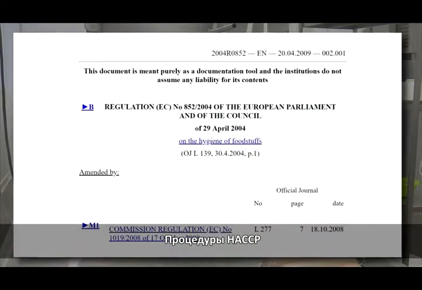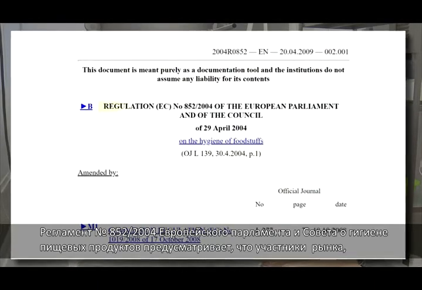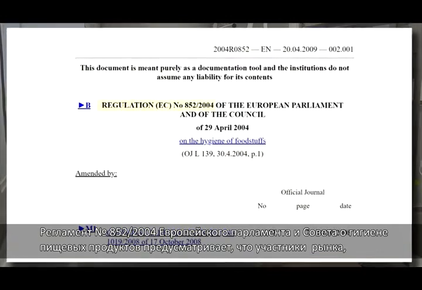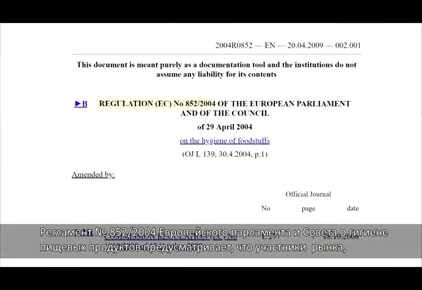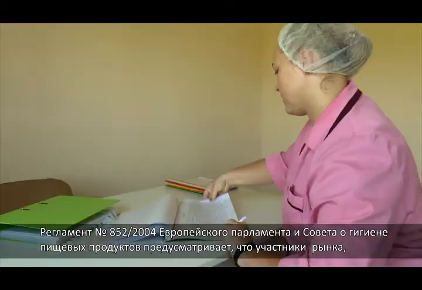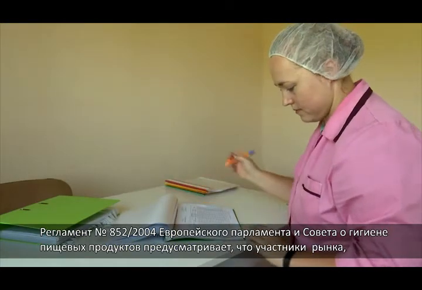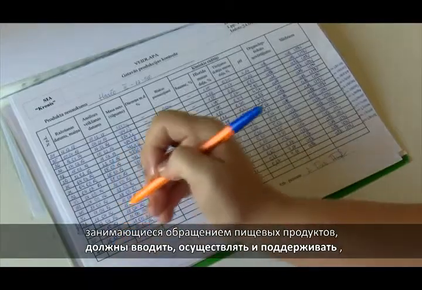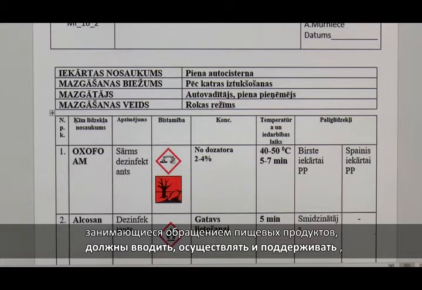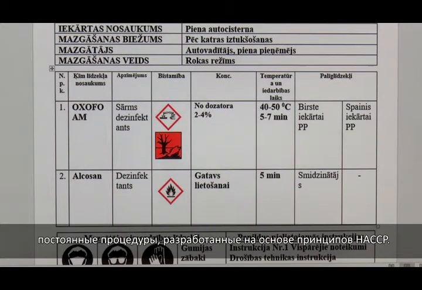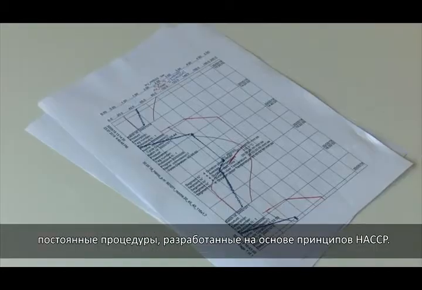HACCP procedures. Regulation number 852/2004 of the European Parliament and of the Council on the Hygiene of Foodstuffs provides that market members involved in food circulation must introduce, implement, and maintain constant procedures that have been developed on the basis of HACCP principles.